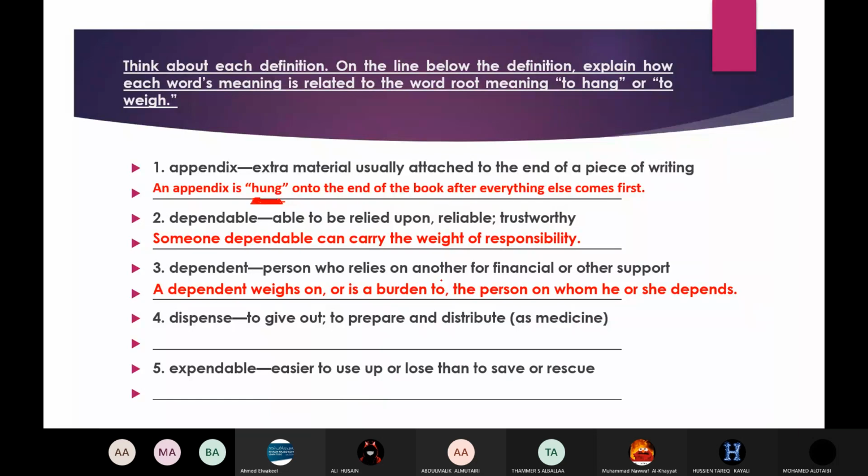Dispense, like the pharmacist dispenses the medicine, to give out or to prepare and distribute as medicine, for example. So how is dispense related to both hang and weigh? When a pharmacist dispenses medicine, he or she weighs it or counts it out.